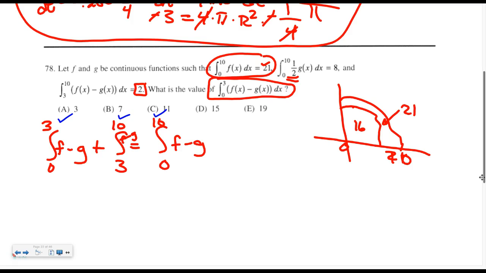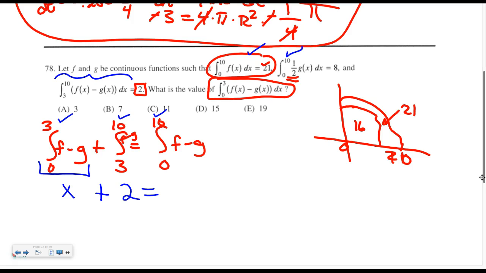Well, what am I trying to figure out in this one? I'm trying to figure out this. Just because it's multiple choice, I'm going to call that X. I don't know what that is. They outright told me the area under the curve of the difference from 3 to 10 is 2. And then I can use this information to figure out what the whole way must have been.